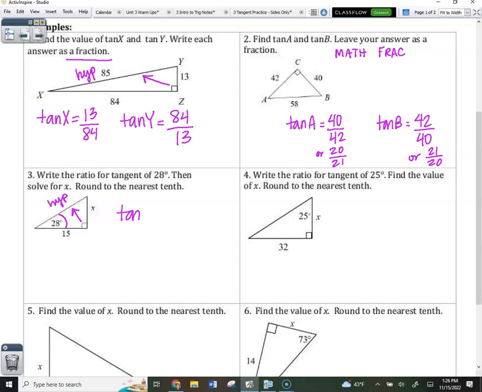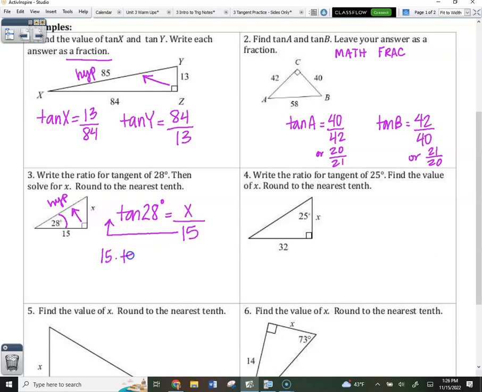But I'm saying, what goes next? There you go. Don't ever confuse this, y'all. That is always an angle. It's always an angle that's written next to tan. It's never a side. Okay, the formula is opposite over adjacent, so you get x over 15.